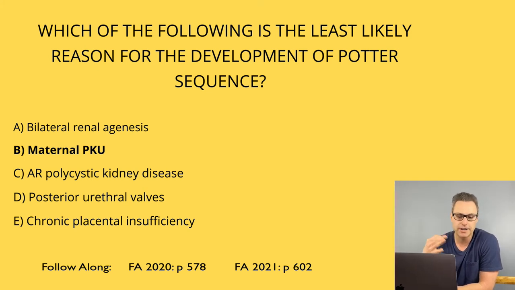Now, don't forget, we've got a mnemonic, which is Potter, P-O-T-T-E-R. That helps us to remember the main things associated with Potter sequence. So Potter stands for pulmonary hypoplasia, oligohydramnios, twisted face, twisted skin, extremity defects, and renal failure. I've seen this question a lot just over the years, so make sure you know this one.